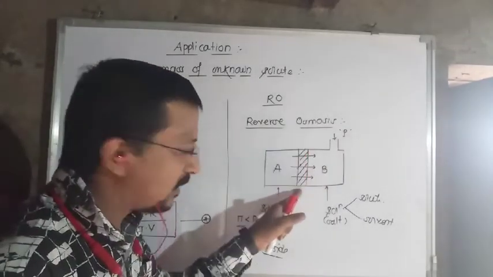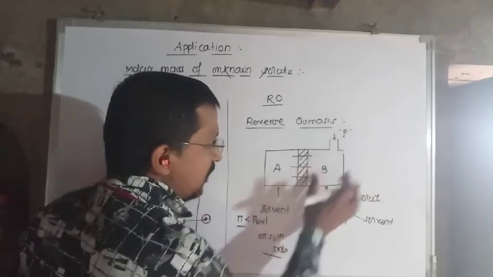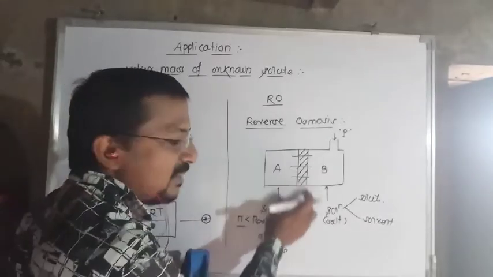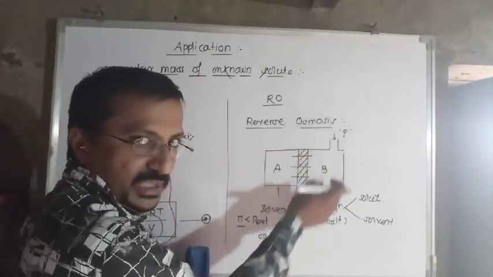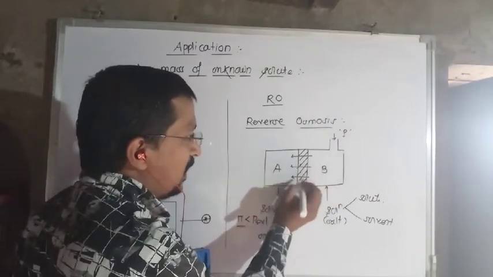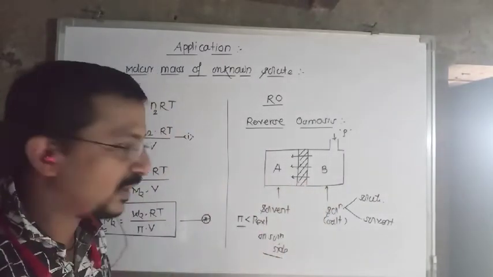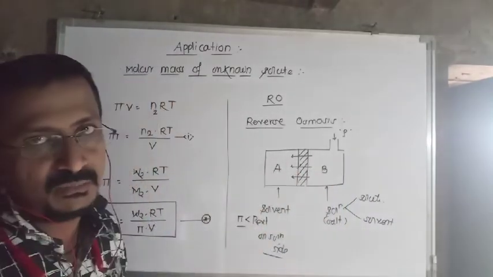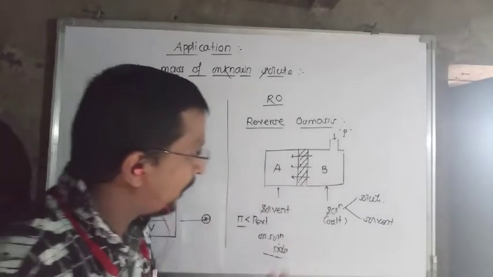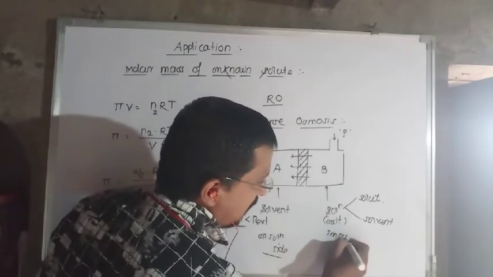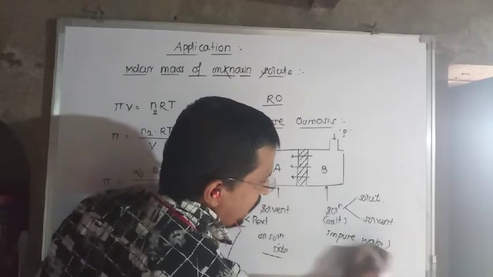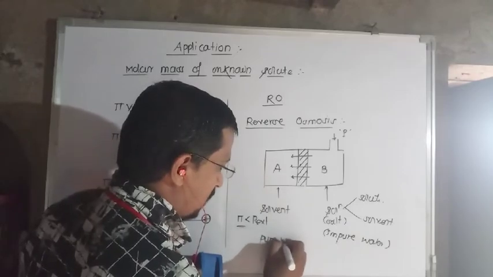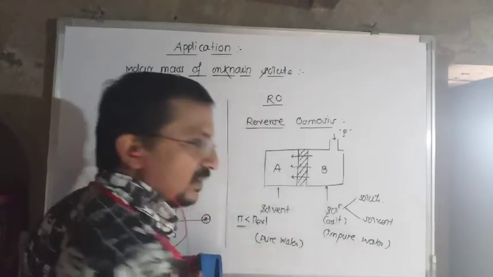Due to the increased pressure on the solution compartment, solvent molecules travel through this semi-permeable membrane into the solvent side, and the semi-permeable membrane allows only solvent. That's why solute remains in the B compartment and only solvent moves into the A compartment, isn't it? So in the B compartment I write impure water, and in the A compartment pure water.